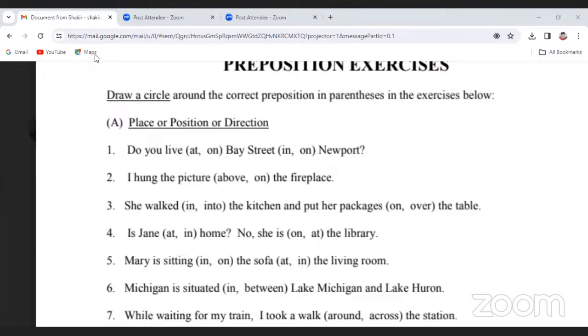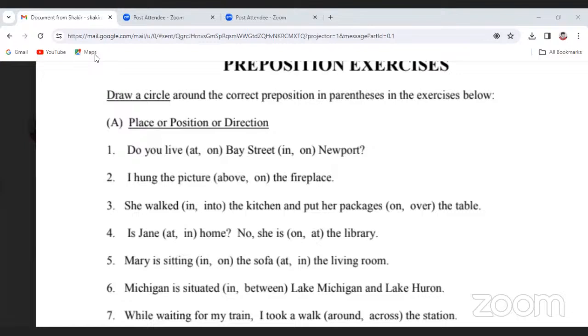So the question says, draw a circle around the correct preposition in parentheses in the exercises below. Place or position or direction. Question number 1. Do you live dash Bay Street dash Newport? What shall be the answer? At. Do you live at Bay Street in Newport? In.